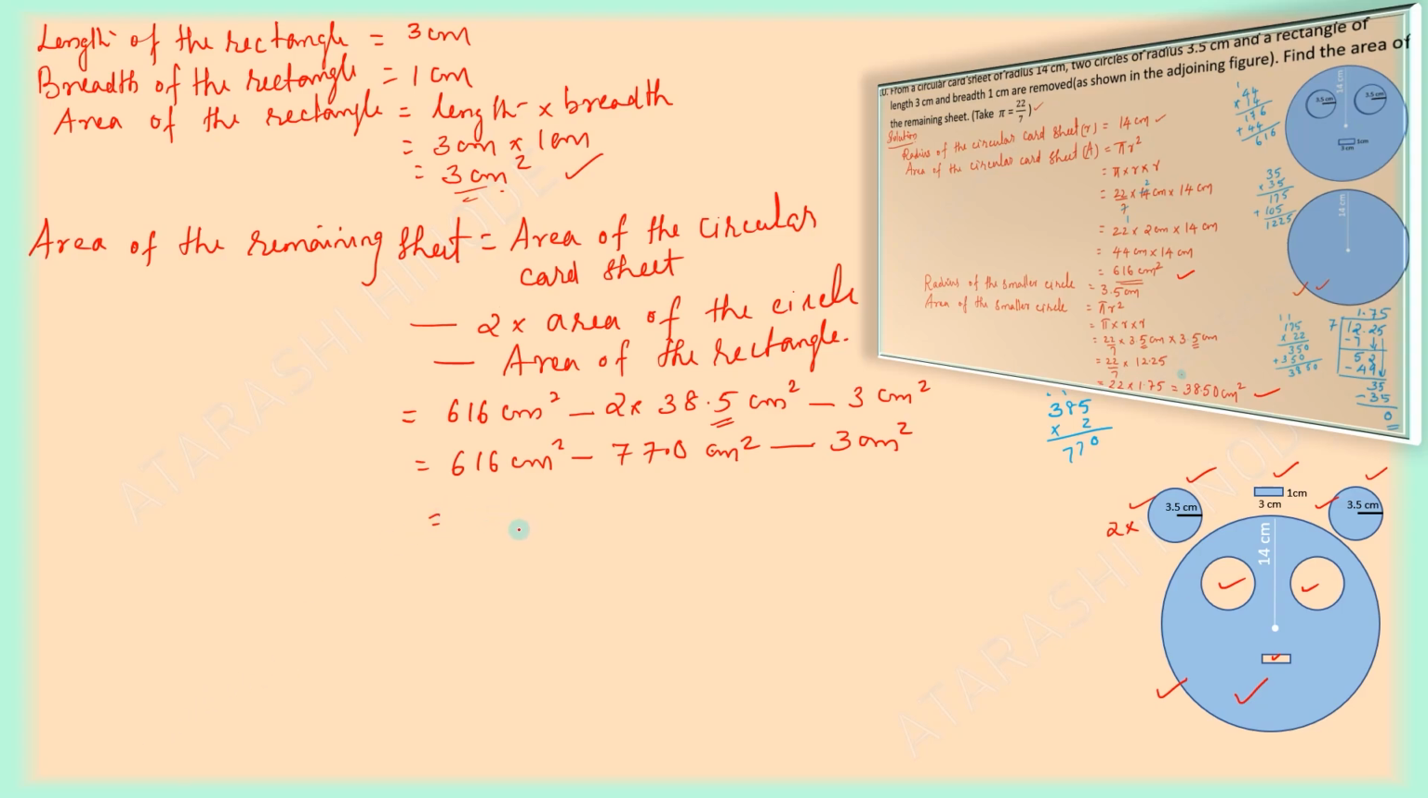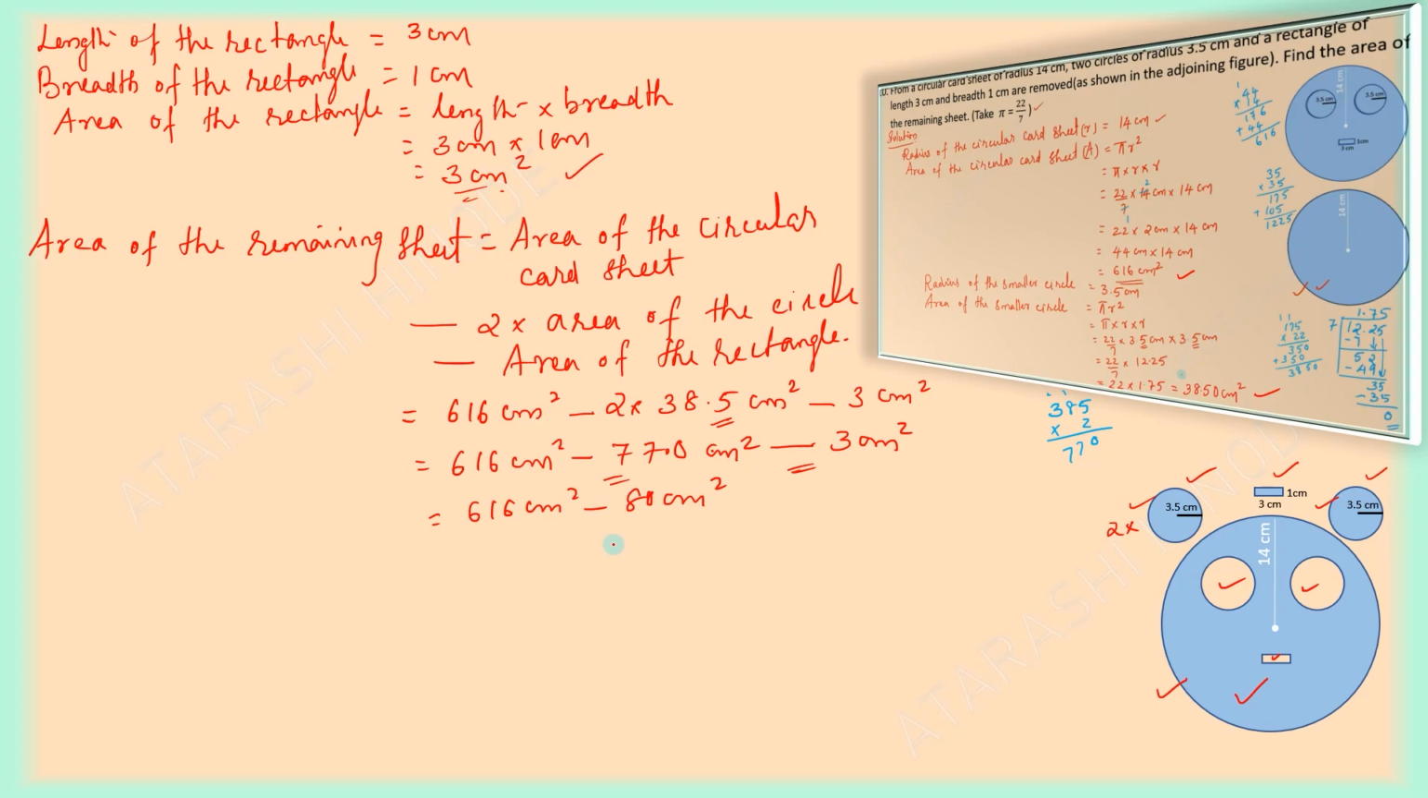That is equal to, now we have to subtract 77 from 616. Or you can add 77 and 3 because both are having minus sign here. So we can add these two, and after that we can subtract that from 616. So we can write 616 centimeter square minus 77 plus 3. It is 80. So 80 centimeter square.